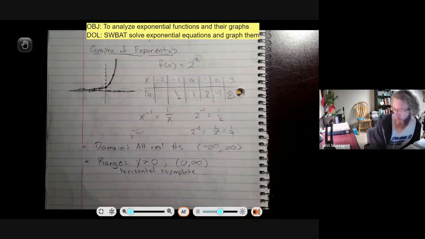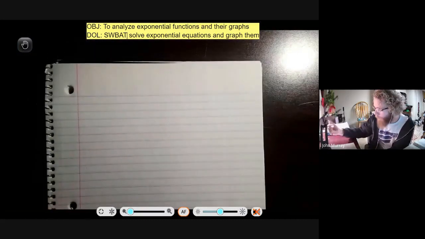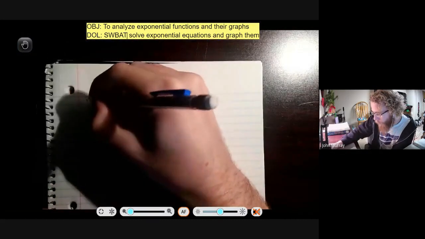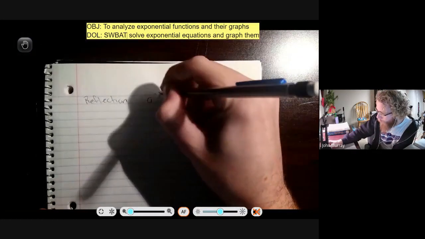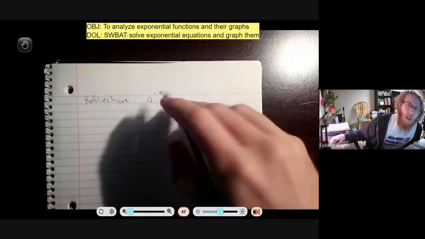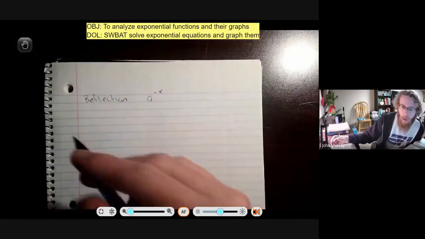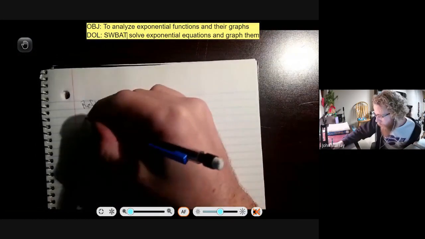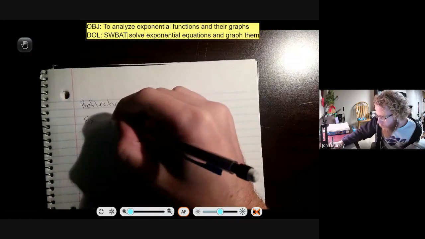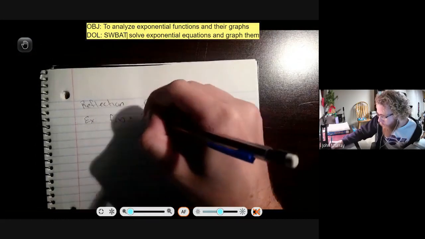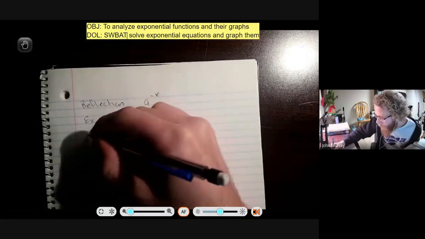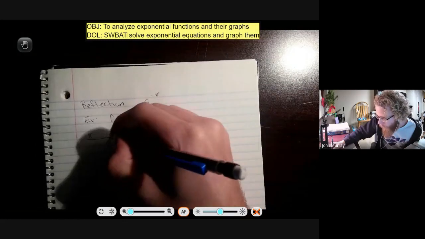Okay, so let's start off today with looking at a slight variation. On reflection, a to the negative x. Let's compare it to what we did yesterday. Yesterday we did 2 to the x, so let's take a look at 2 to the negative x. We're going to make a table, and we're going to graph it like we did yesterday.